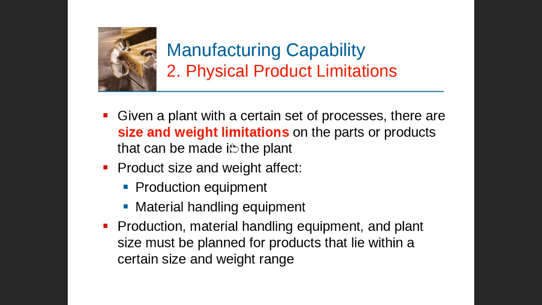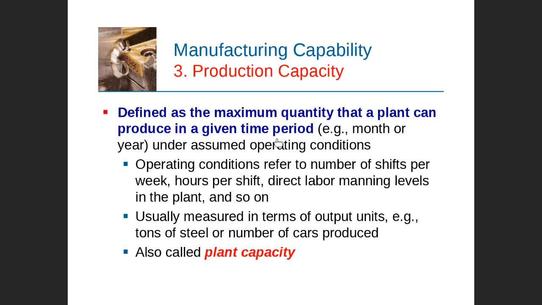If the company cannot meet the size and weight limitation, we consider this a physical product limitation. So this is a physical product limitation. This is the second part in manufacturing capability. The third part in manufacturing capability is the production capacity.